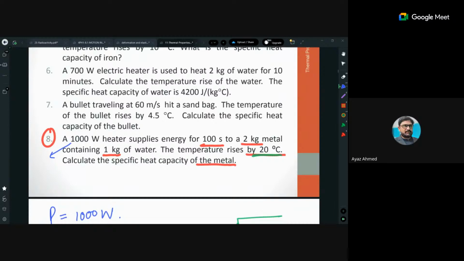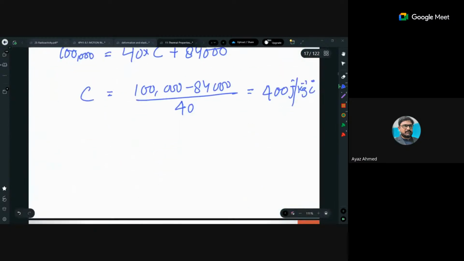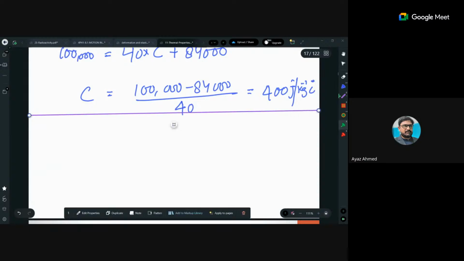Got it? Are you getting it? Should I solve it? Could you solve it? Yes, I will. Where's the M? M is not given, right? Okay, no need. I'm not saying you need to solve the question. I am going to solve it. I'm saying that M is not yet required.